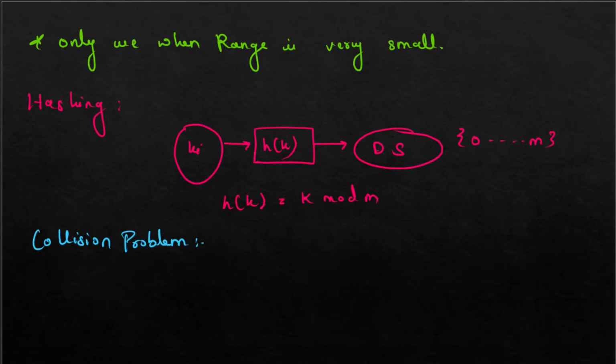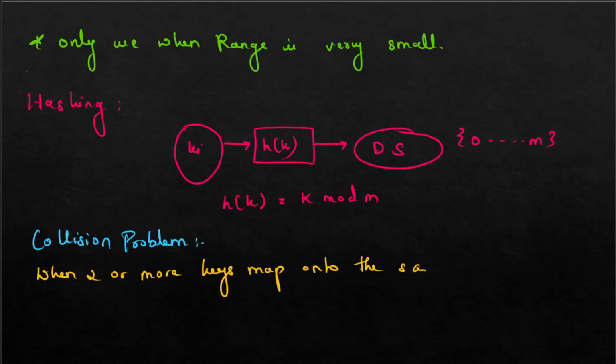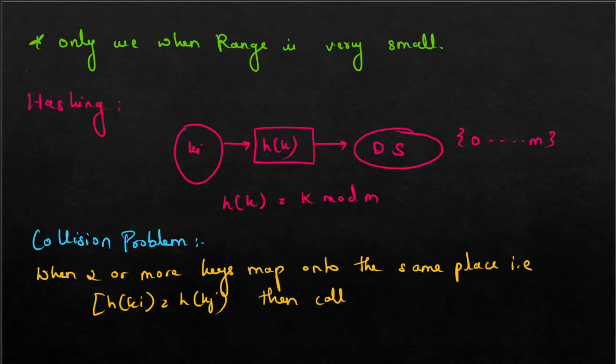Collision problem is what? When two or more keys map onto the same place, that is h of ki equals h of kj, then collision happens. Okay, and what is the solution for this collision? There are 3 solutions. So this is the problem. Now let's discuss the solution for this.